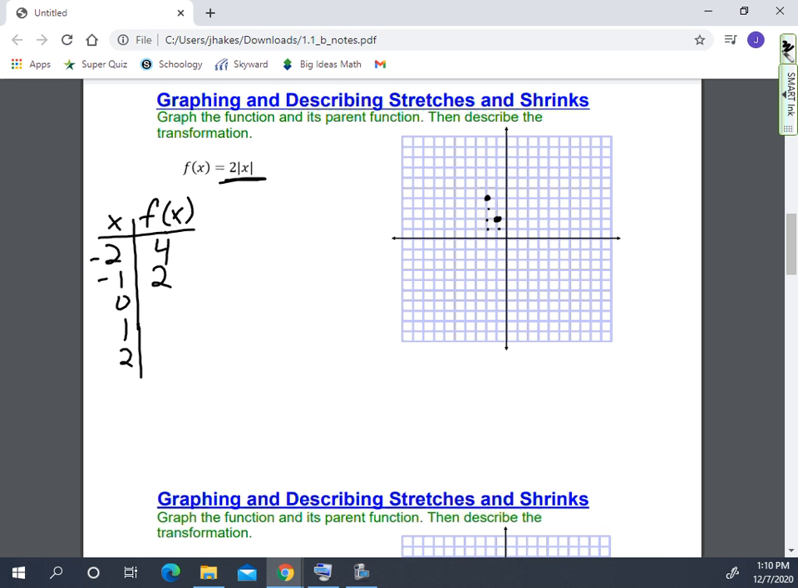Okay. 0, the absolute value of 0 is 0, and 2 times 0 is 0. So at 0, we're at 0. And then when we multiply 1 and 2, the absolute value of 1 is 1, the absolute value of 2 is 2. So 2 times 1 is 2, and 2 times 2 is 4. So we're going to be at 2 and then 4. Okay, so here is our function.